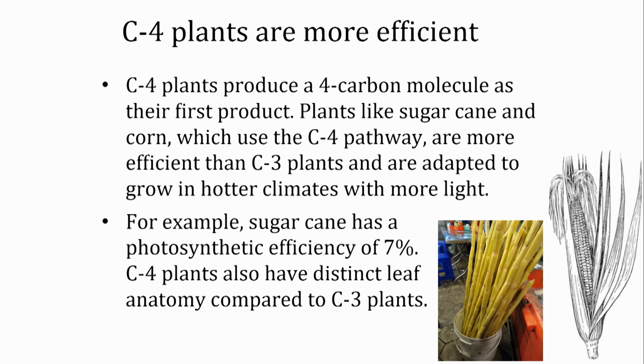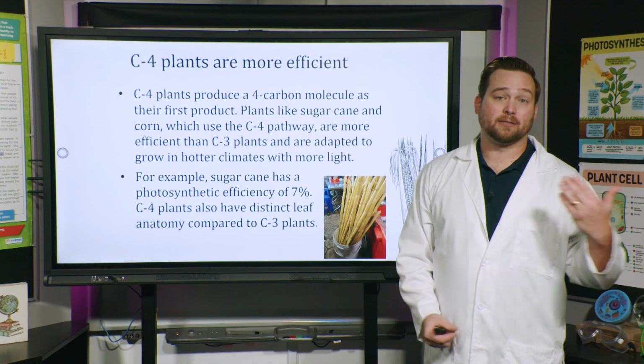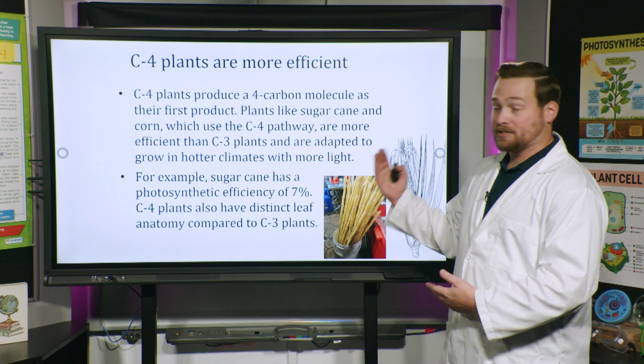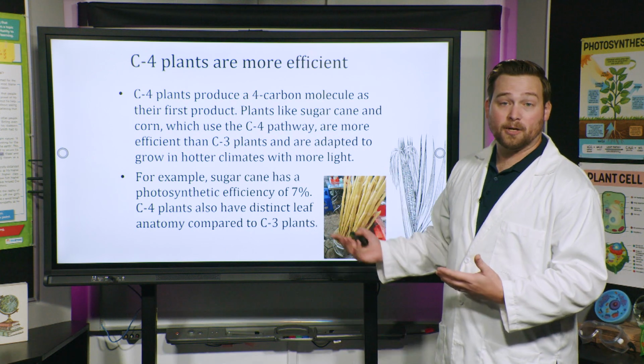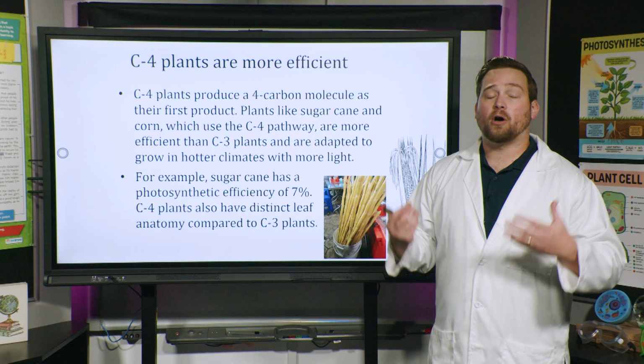Okay, so for example, sugarcane has a photosynthesis efficiency of 7%, and C4 plants also have a distinct leaf anatomy compared to C3 plants. So the C4 plants are about twice as efficient, twice as proficient, as the C3 plants. Examples of these are sugarcane and corn and some other plants, and it lets them live in those hotter environments.